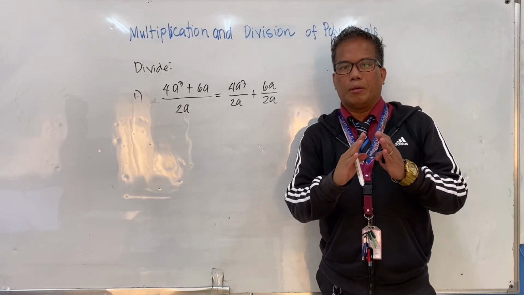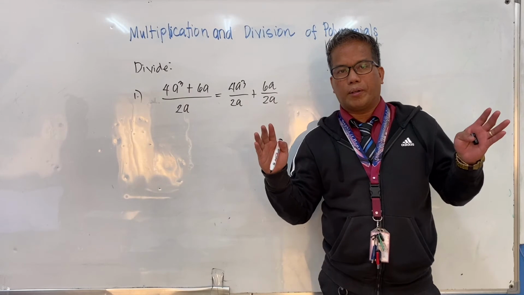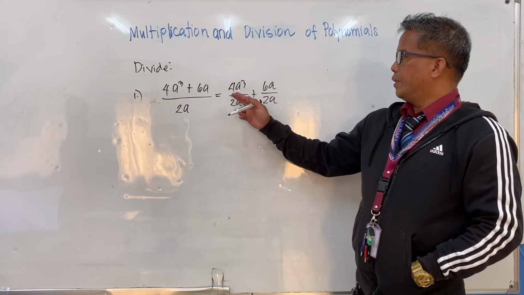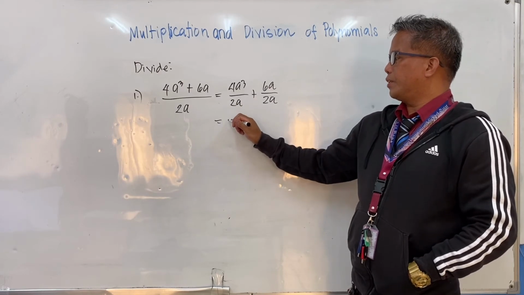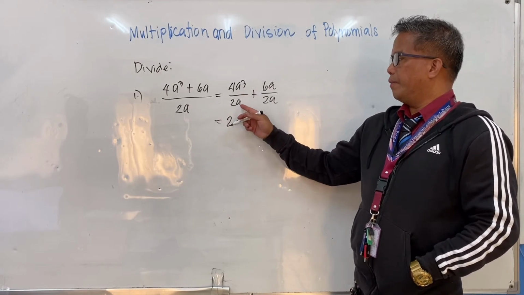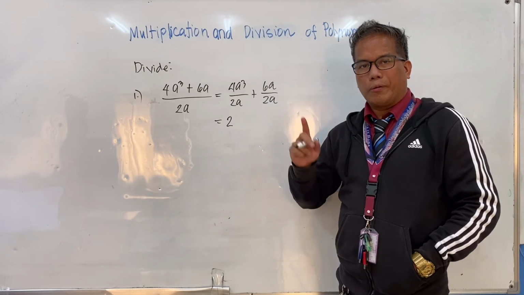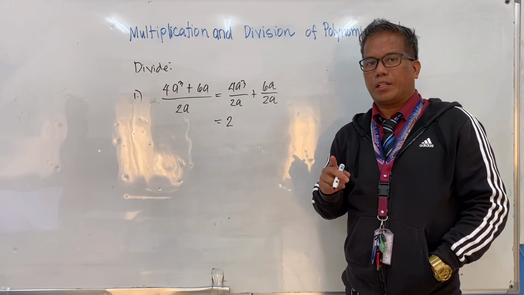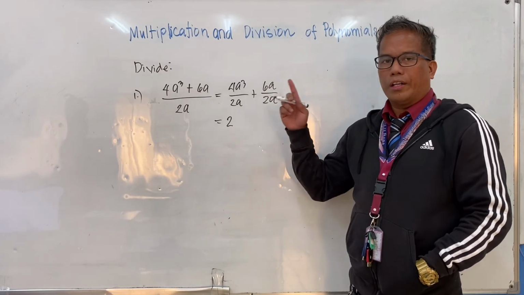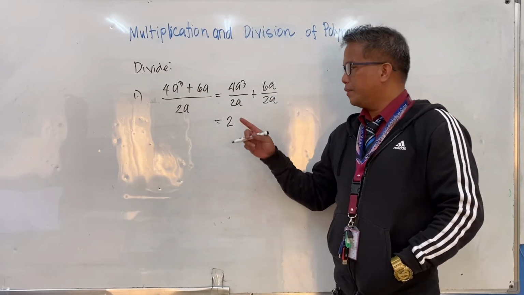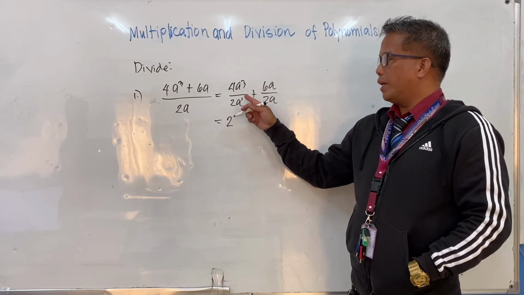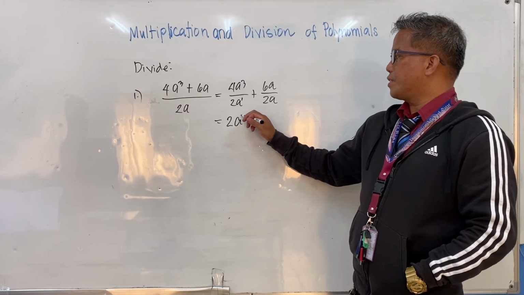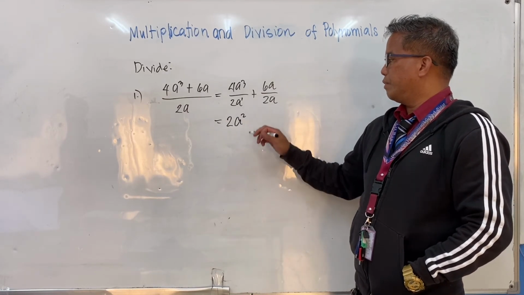So meaning we write it in expanded form with the same denominator. 4 divided by 2, the answer is 2. A cubed divided by a. If we are going to divide variables, we only subtract the exponent. Or in short, we apply the law of exponent here. Understood, there's 1. 3 minus 1 equals 2. So the answer is a squared.